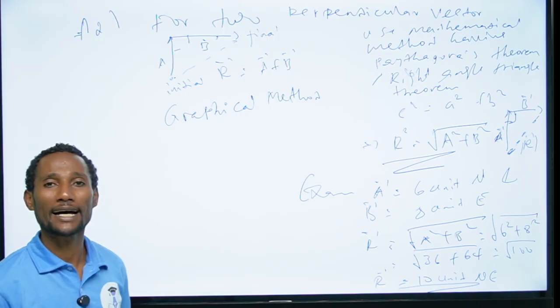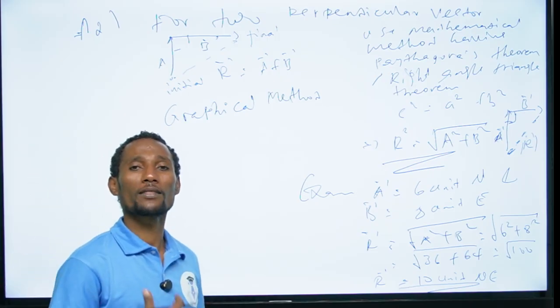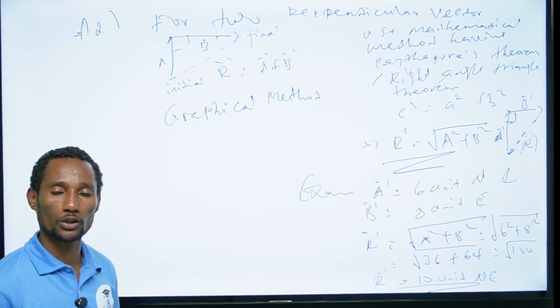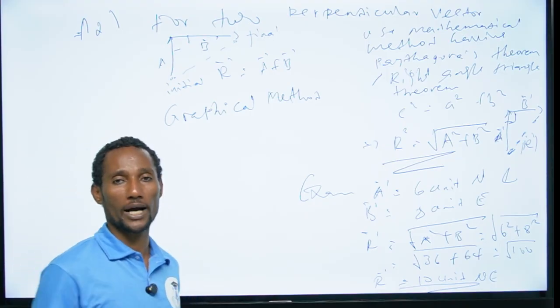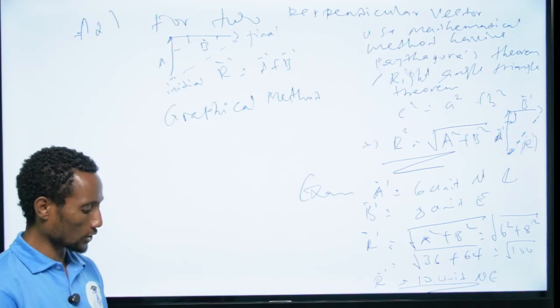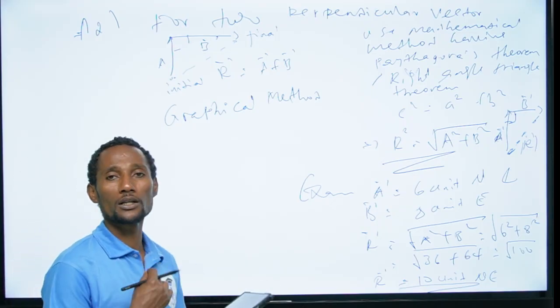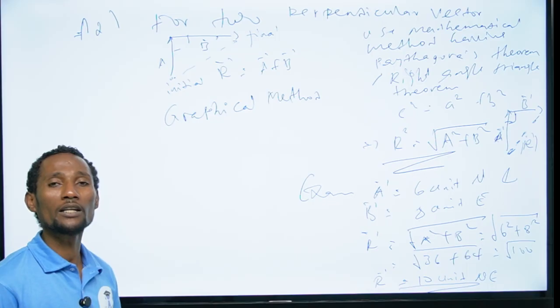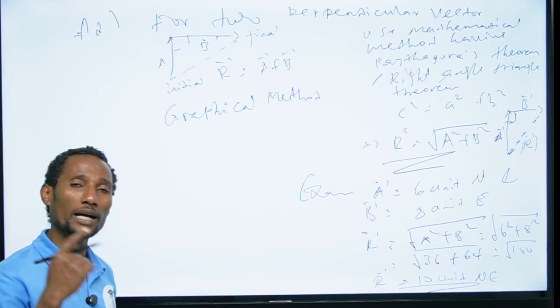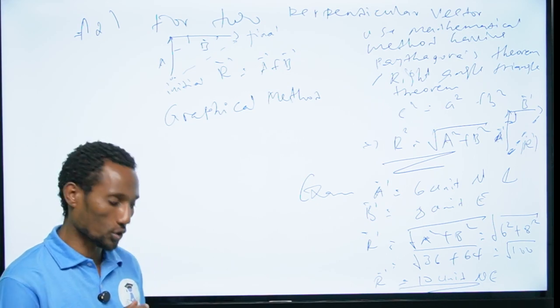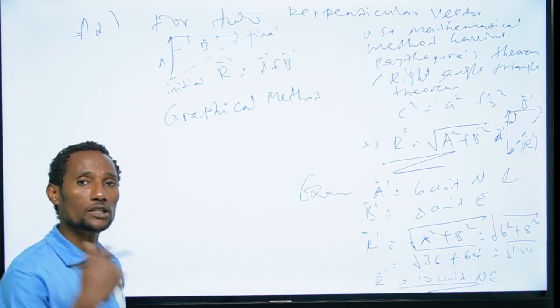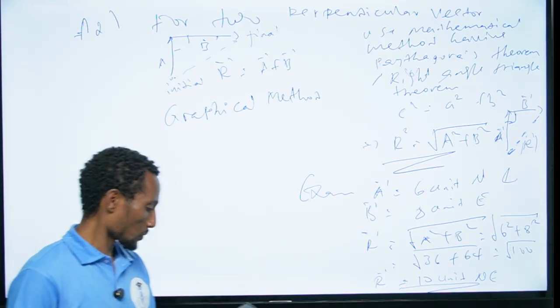In such a way, you can calculate the resultant of two vectors when they are in perpendicular directions, or at a right angle triangle. So this is the basic and dominant way of calculating a given vector. We'll come to the resolution of vectors in the next video.